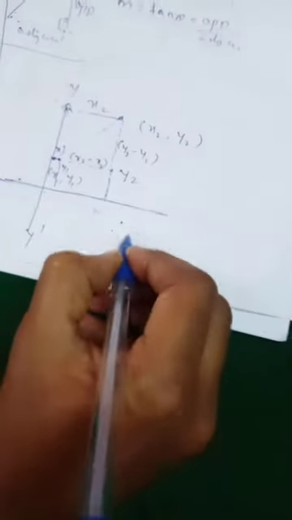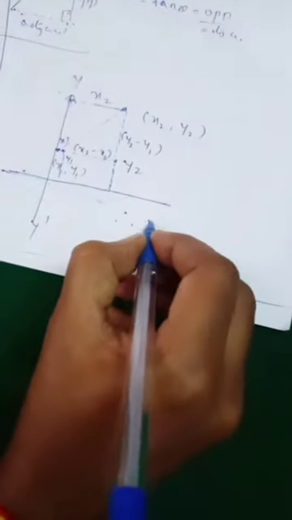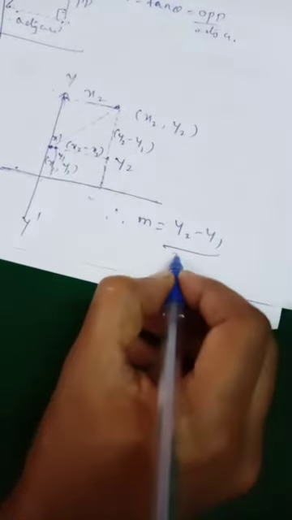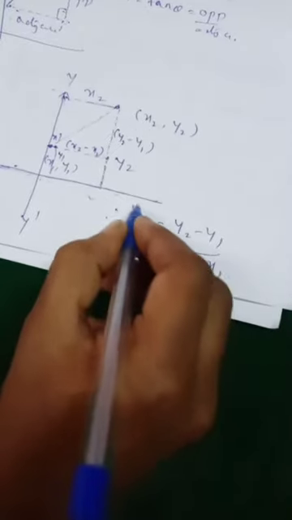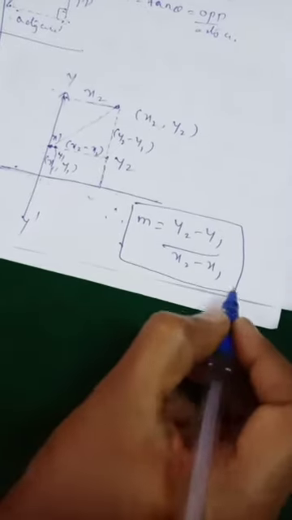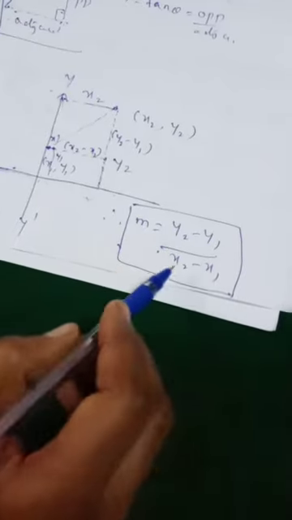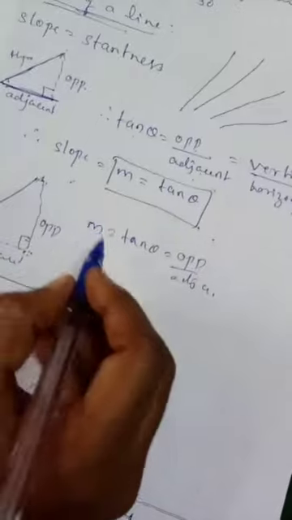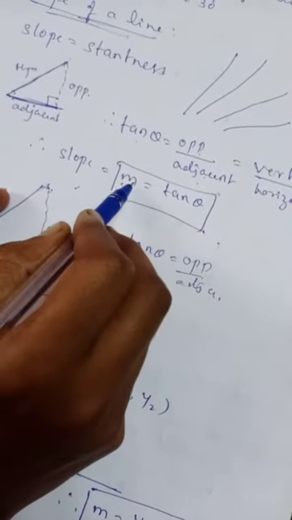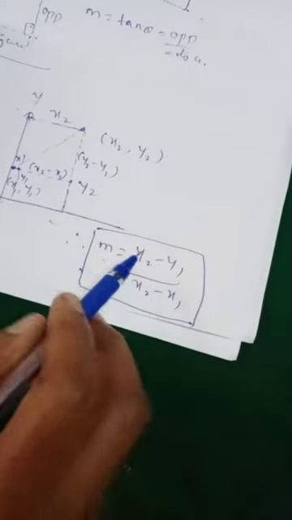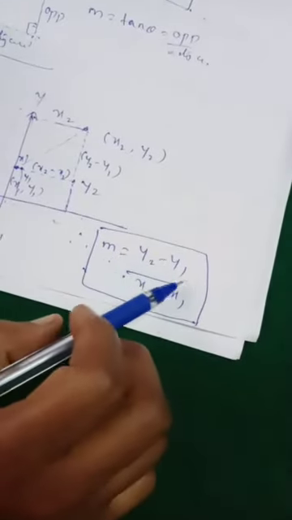So therefore I can write here m is equal to y2 minus y1 divided by x2 minus x1 when we don't know the inclination. When we know the inclination, then the slope will be m is equal to tan theta. When we don't know the inclination, then slope will be m is equal to y2 minus y1 by x2 minus x1. Now we move on to y-intercept.